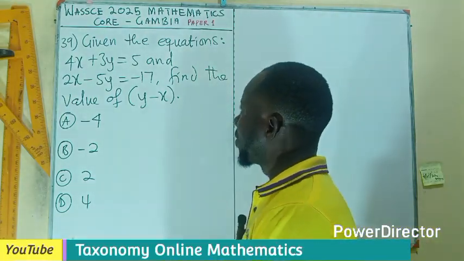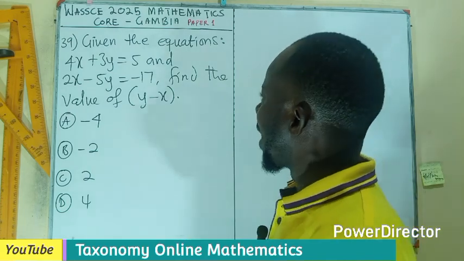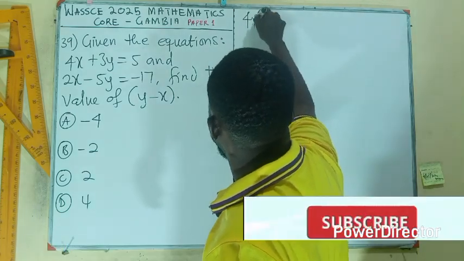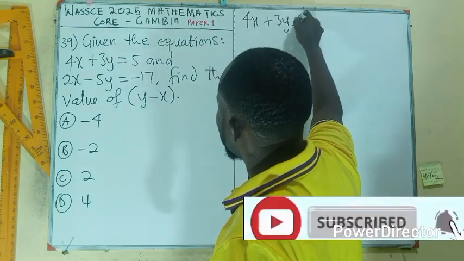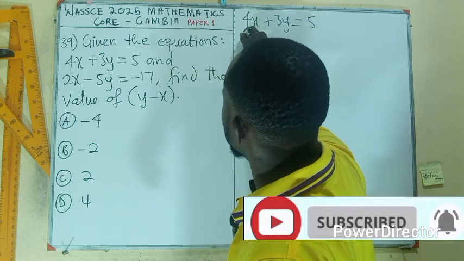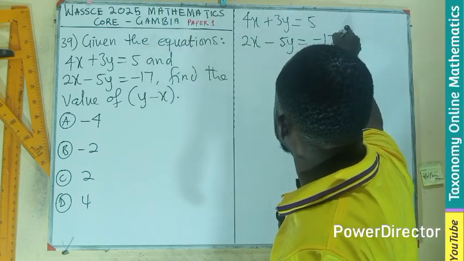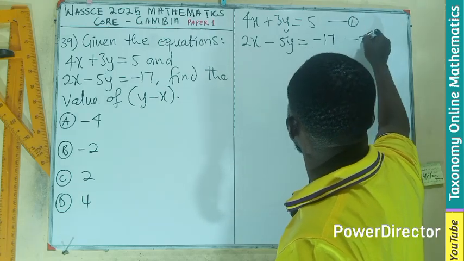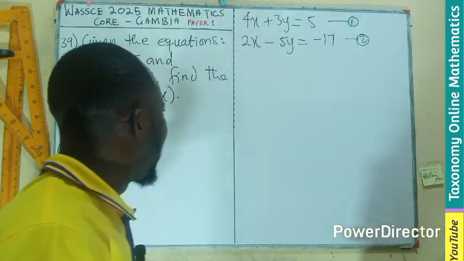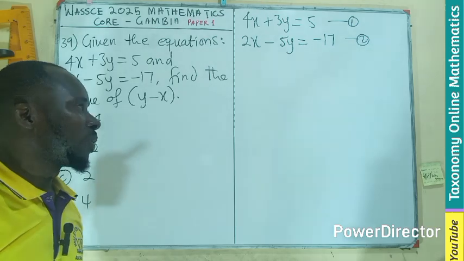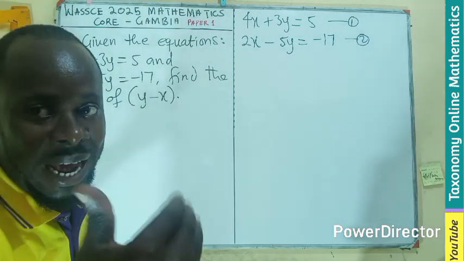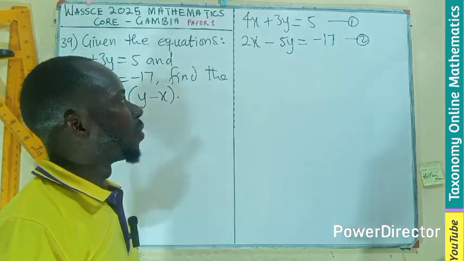Given the equations, we have 4x plus 3y equals 5, this is our first equation, and 2x minus 5y equals negative 17, the second equation. We have to find the value of y minus x. Before we can do that, we need to know what x and y are in terms of value.